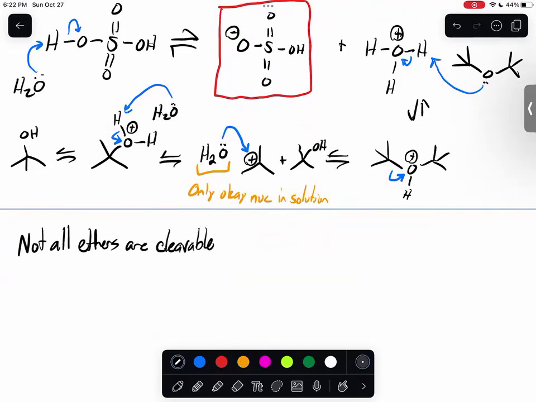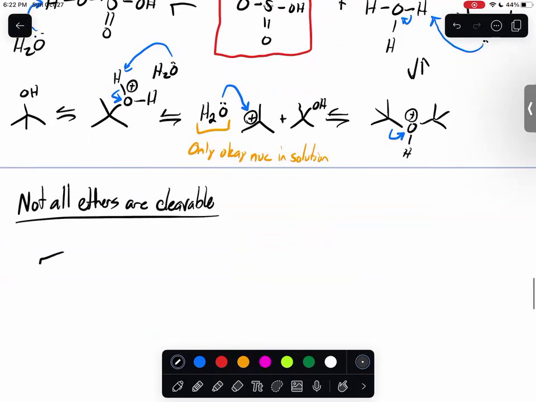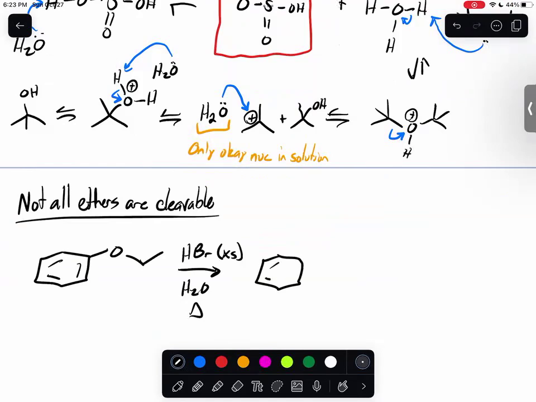Take, for example, something that looks like this. If we were to toss this in with excess HBr under reflux, what we would see is that rather than the ether getting cleaved into two alkyl bromides, the oxygen stays on one side and the alkyl bromide exists on the other. So the question is why?